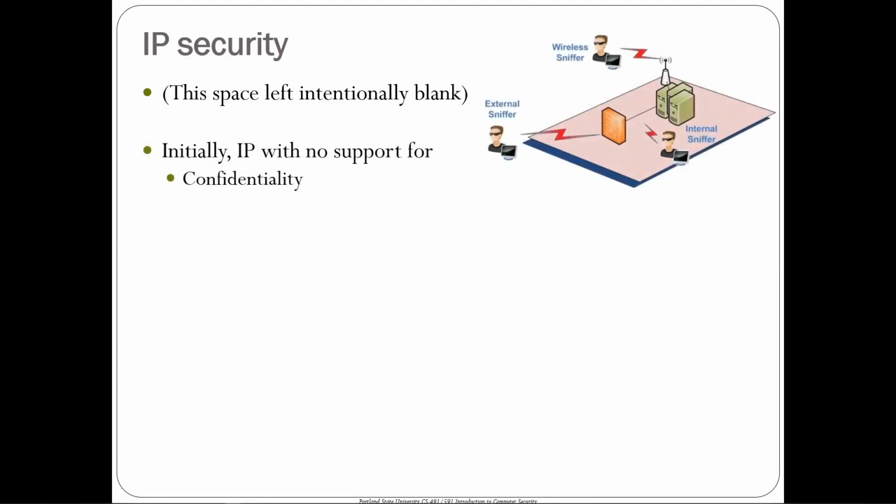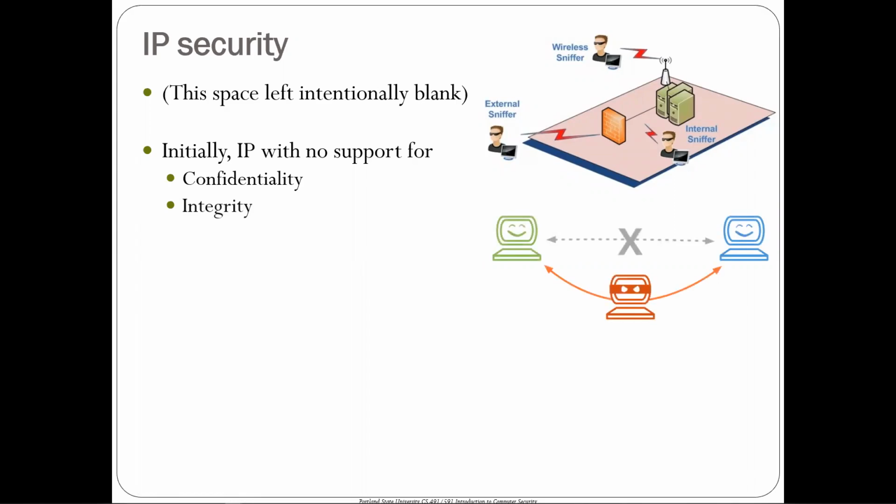Initially, IP had no support for confidentiality. You could have sniffers on the wireless network, sniffers on the internal network, and sniffers on your local area network. And all of these places would be able to expose information, your confidentiality. Moreover, we saw with the ARP spoofing, you can hijack connections by injecting yourself into the middle, and you can modify packets because you're in the middle. So this compromises both source integrity or authenticity as well as data integrity.